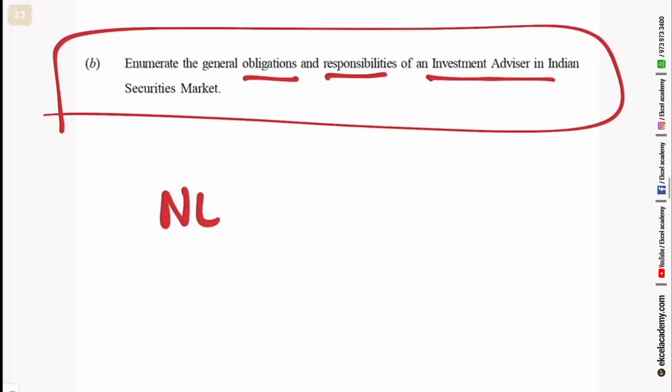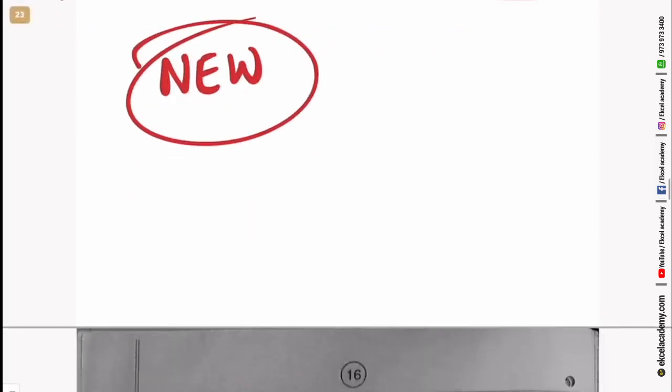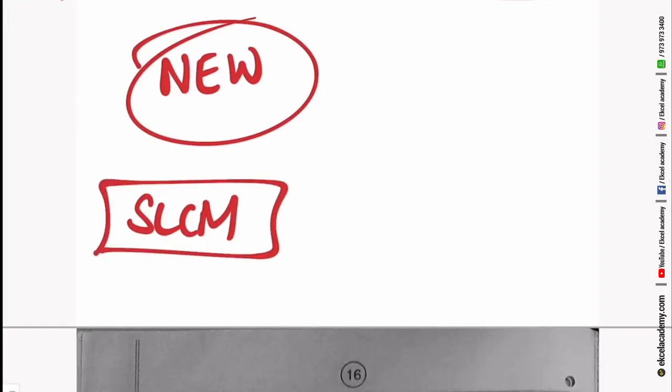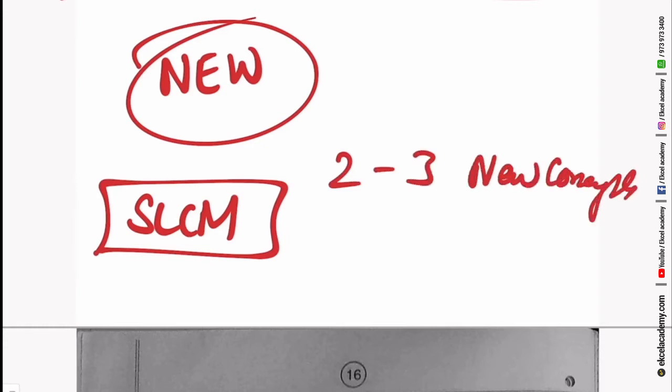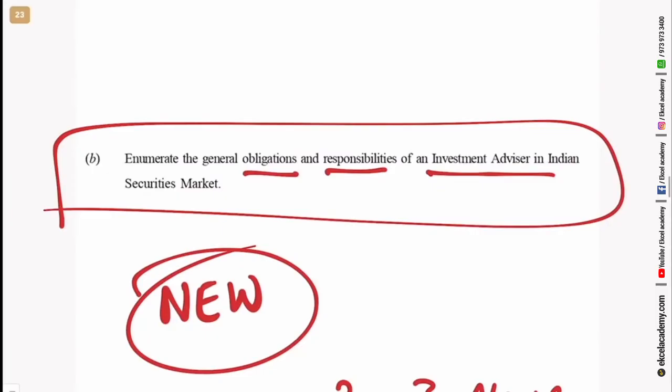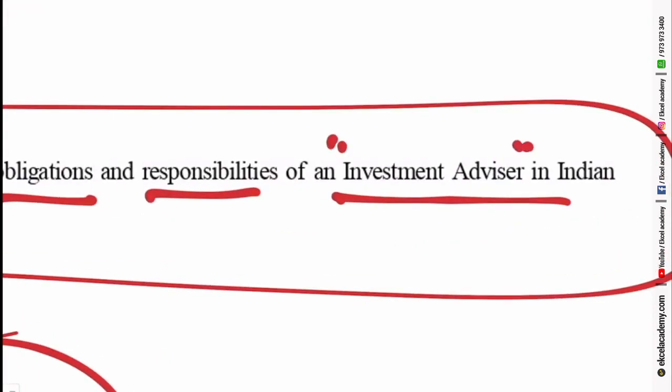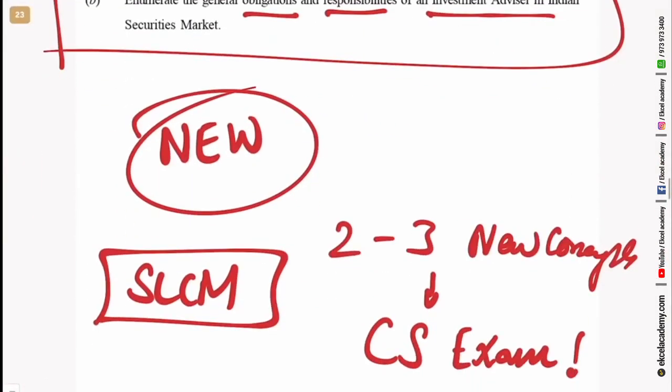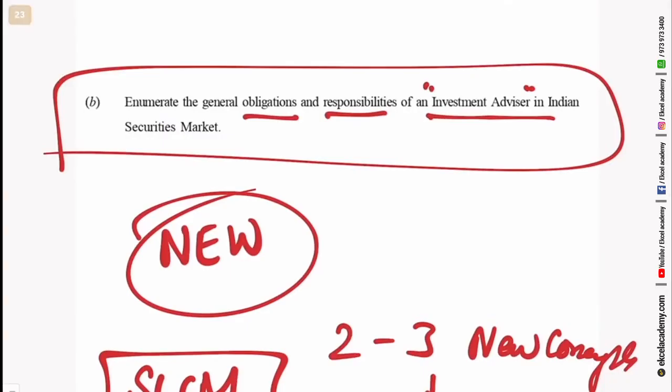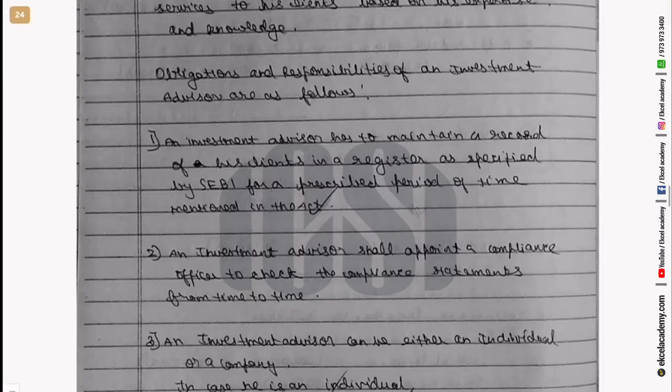So this is actually a new concept. So please remember that in SLCM, a lot of new concepts come every single year, and very sure, pakka, at least 2 to 3 new concepts come for your exam questions. So be ready for this. In fact, I had told students, pakka you are going to get an investment advisor question, and of course I was guessing, but I'm lucky that whatever I told came true, and that question was actually there in the exam.